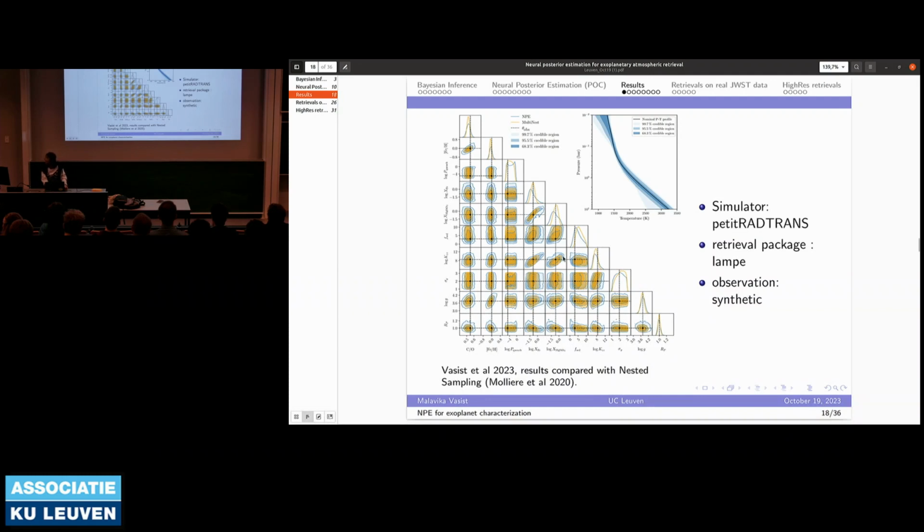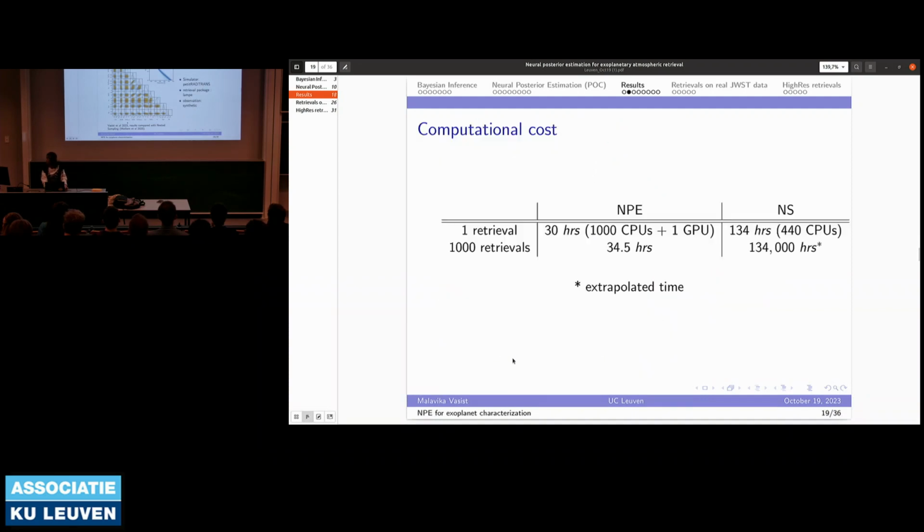So these results are published in Vasist et al. 2023, so this year. So yes, I promised computational cost effectiveness. Did we really reduce computational cost? Well, here you go, a comparison between NPE and nested sampling.